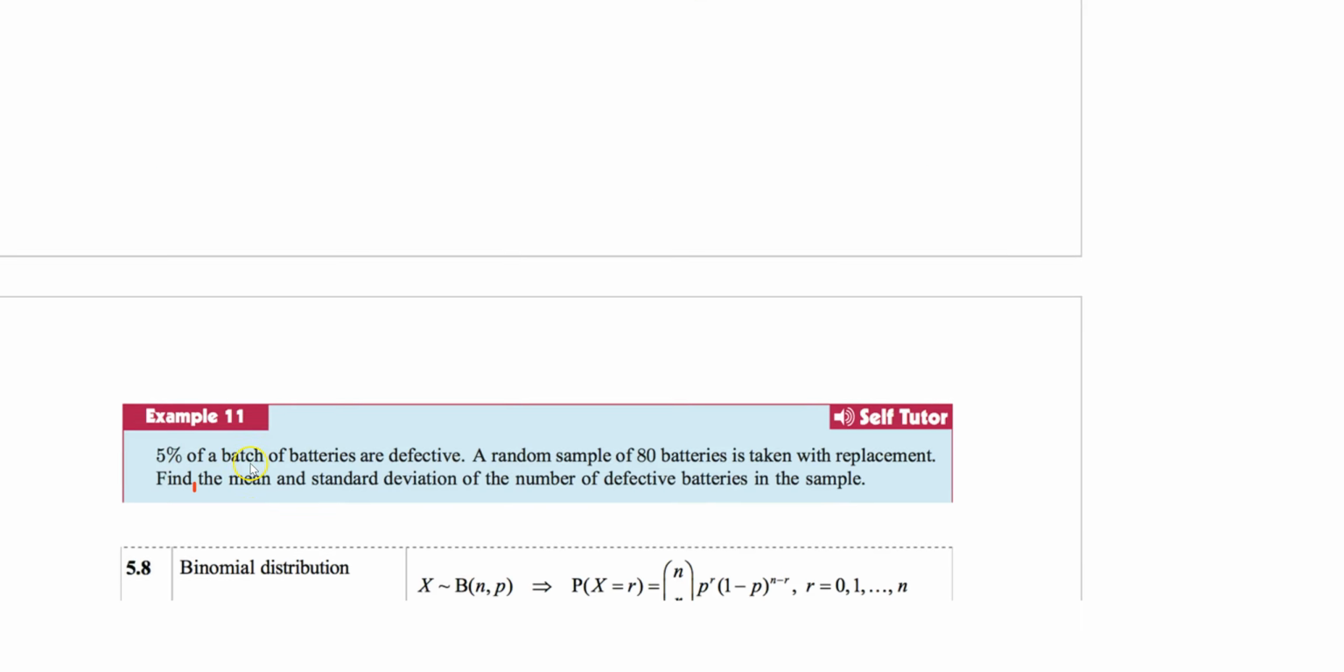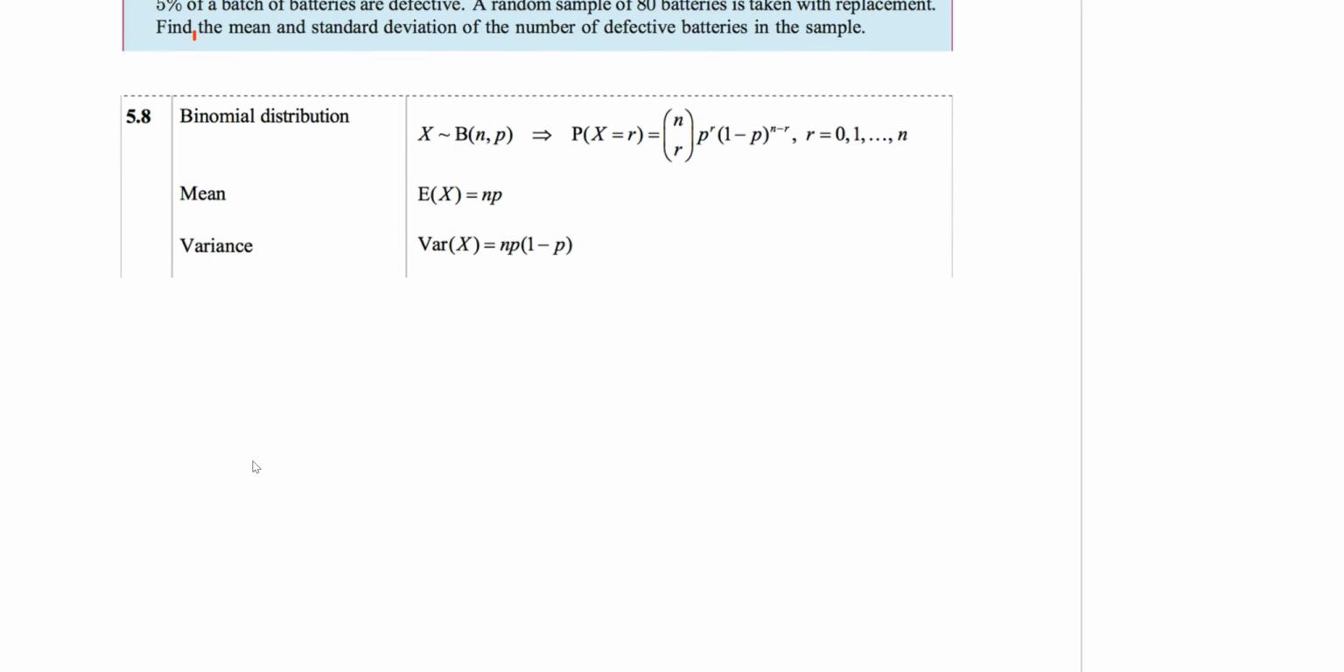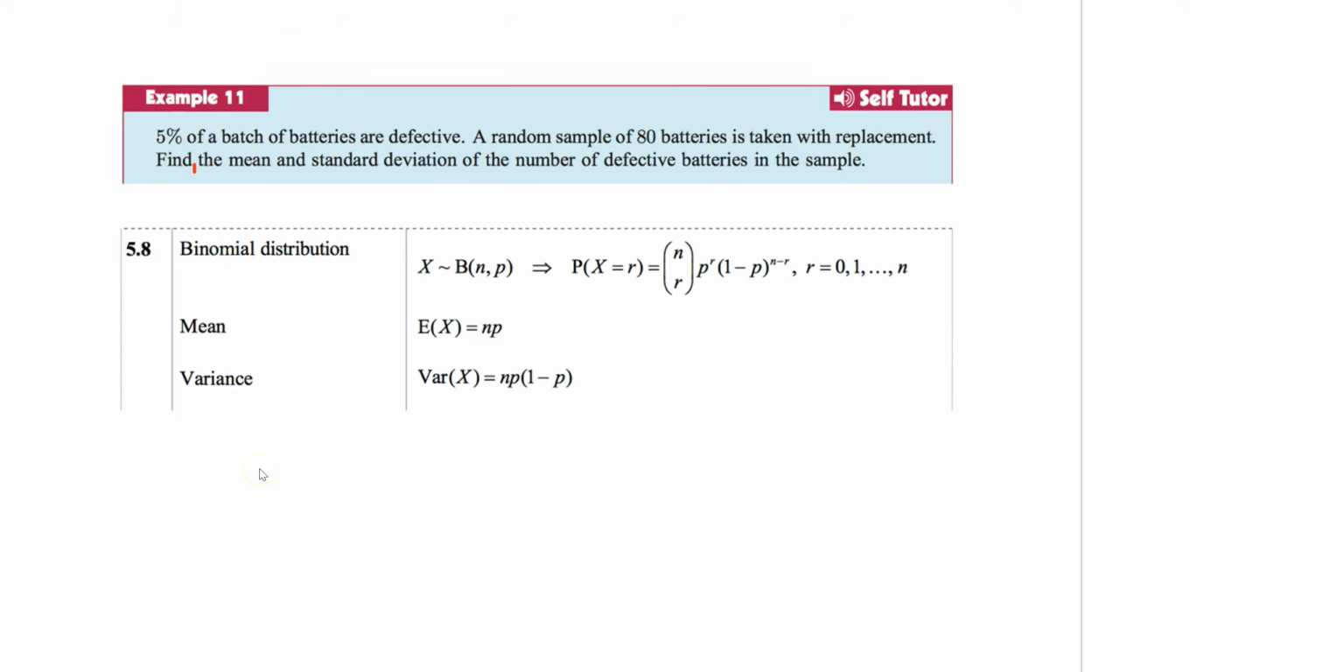Okay, one final one. We haven't actually talked about variance, how to use variance and standard deviation, so I want to do an example of that. So right here, and I should probably have added one to earlier, but this will work too. 5% of a batch of batteries are defective. A random sample of 80 batteries is taken with replacement. Find the mean and standard deviation of the number of defective batteries in the sample.